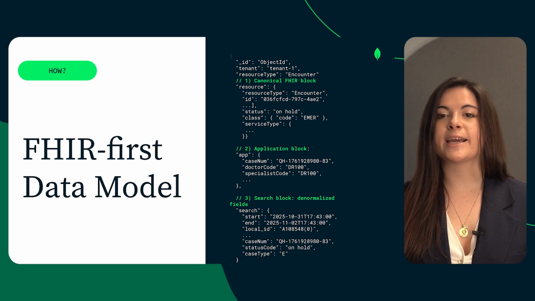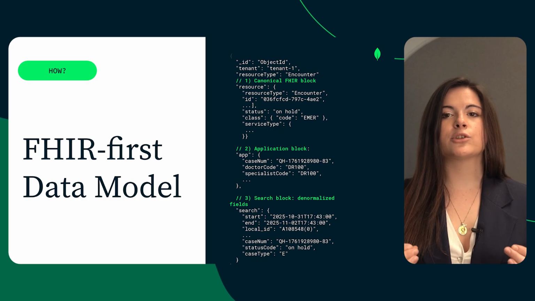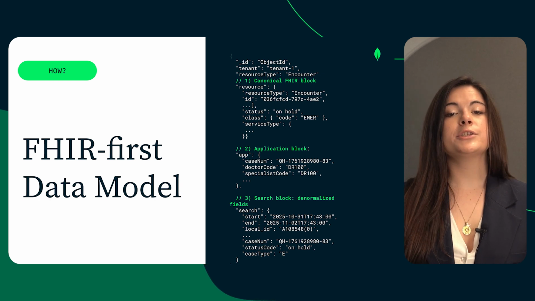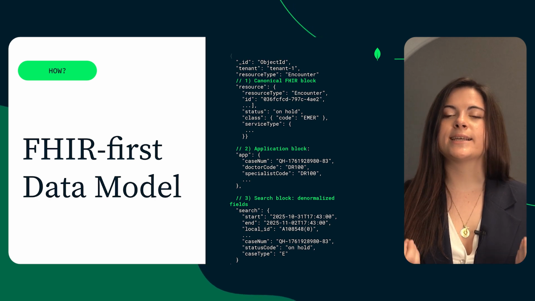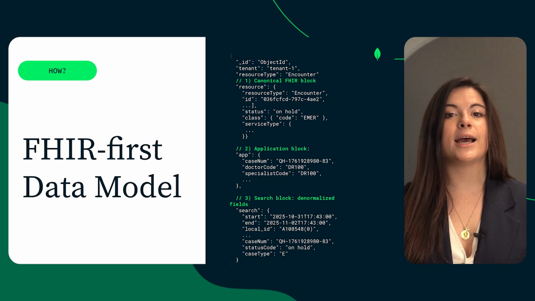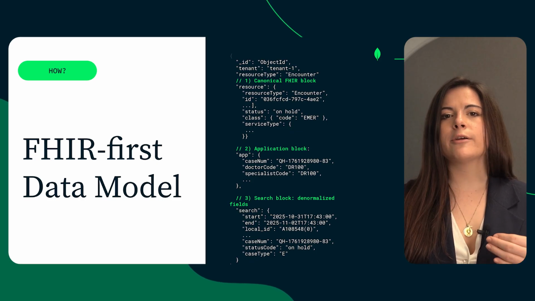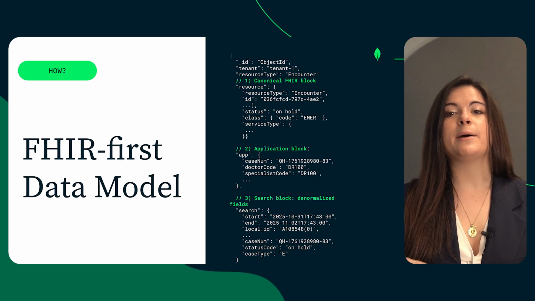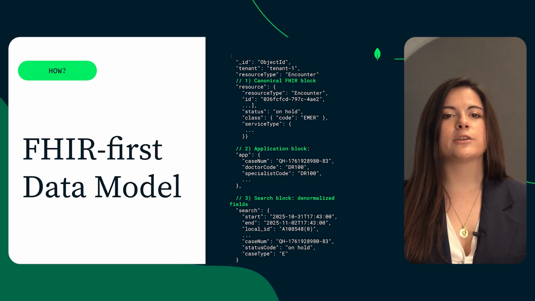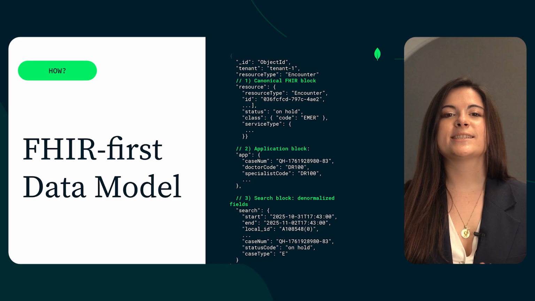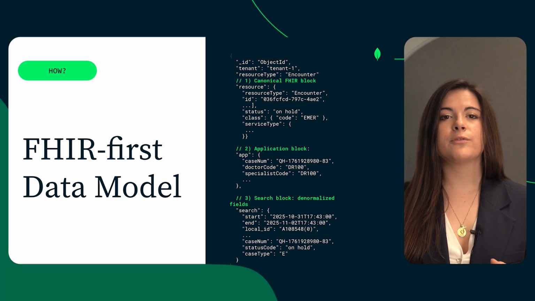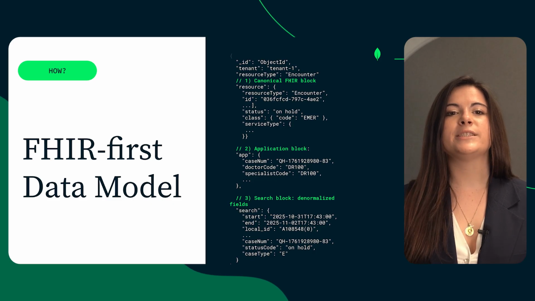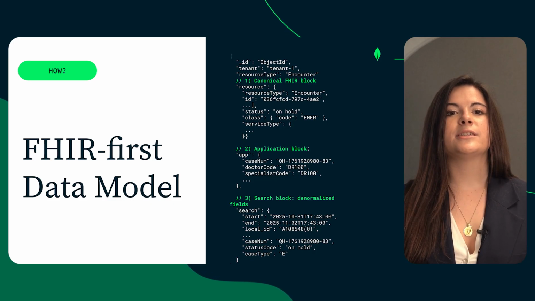Each clinical entity, like a patient or an encounter, is stored as one MongoDB document with 3 logical layers. First, the resource block. This contains the canonical FHIR resource, untouched and standard-based. If you query through a FHIR API, this is exactly what gets returned. Second, the application block. This is where operational reality lives. Internal case numbers, practitioner codes, workflow flags, fields that do not exist in base FHIR but are critical for day-to-day systems. And third, the search block.